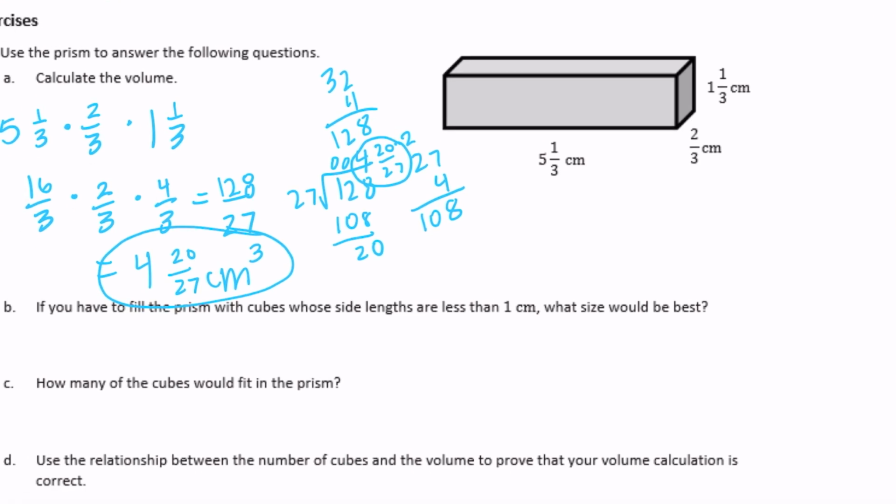B, if you have to fill the prism with cubes whose side lengths are less than 1 centimeter, what size would be best? I'm looking at the dimensions, they're all fractions and they're all in thirds. So I would use thirds. So 1/3 centimeter would work best.